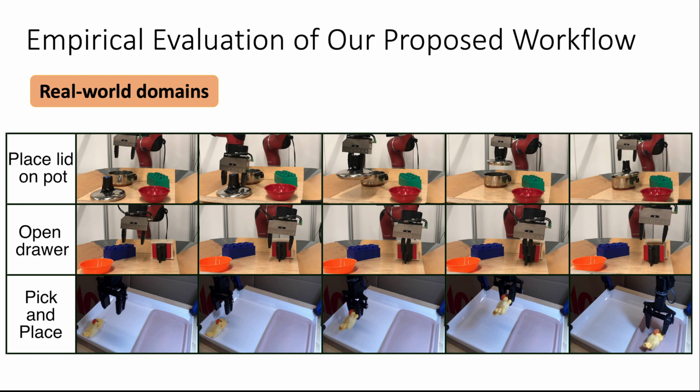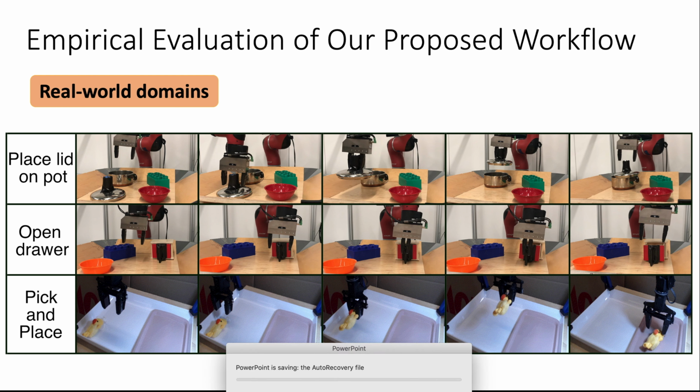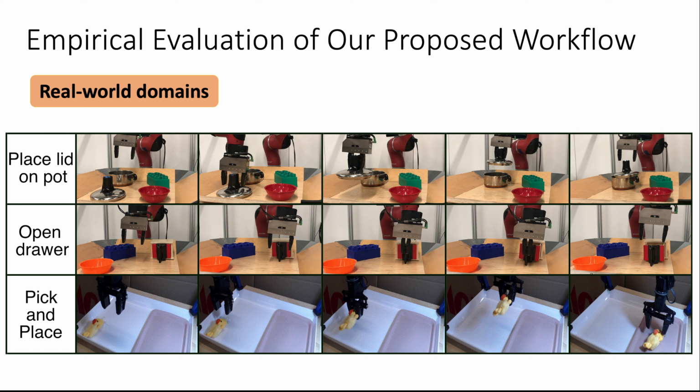We now empirically evaluate our approach on 3 real robotic domains, 2 of which require training a Sawyer robot to place a lid on a pot and open a drawer, both in the presence of visually diverse distractor objects, and the third domain is a pick-and-place task on the WidowX 250 robot. We'll now show how to tune CQL on these domains using our proposed workflow without access to any online tuning.